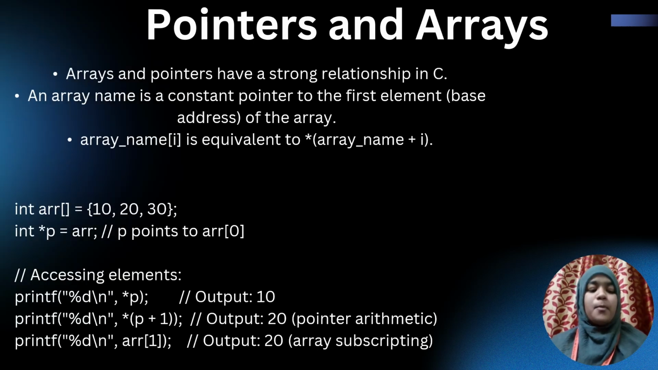Next is pointers and arrays. Arrays and pointers are inextricably linked in C. In fact, an array's name is a constant pointer to its first element. The array name holds the same value as &array. Because of this, we can access array elements using pointer syntax. array[i] is identical in function to *(array + i). Understanding this relationship allows for much more flexible and efficient array traversal.